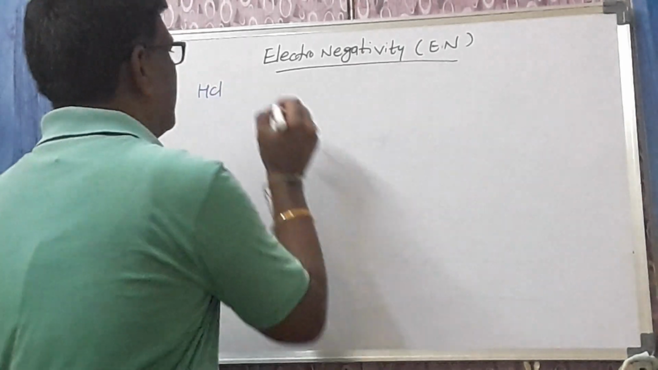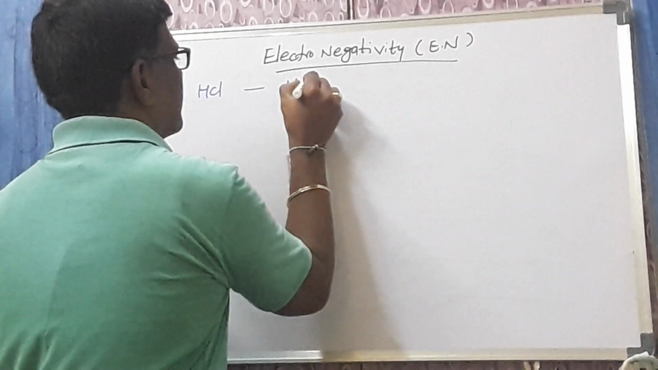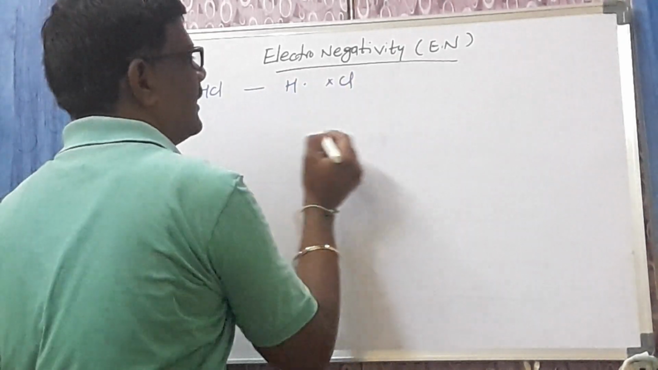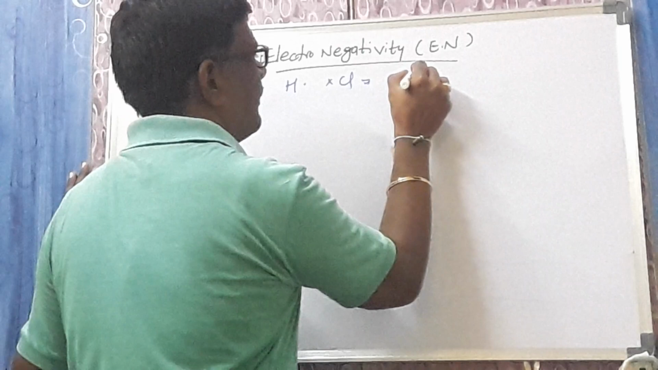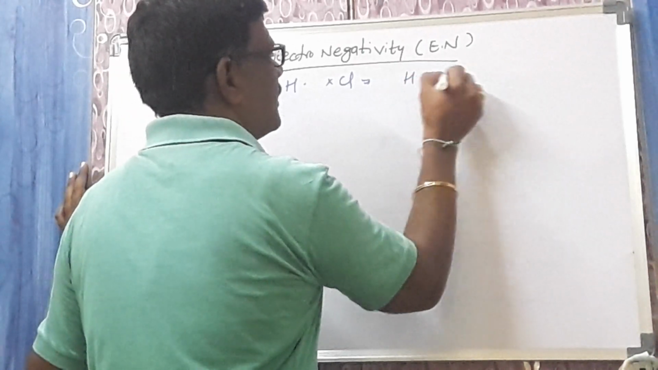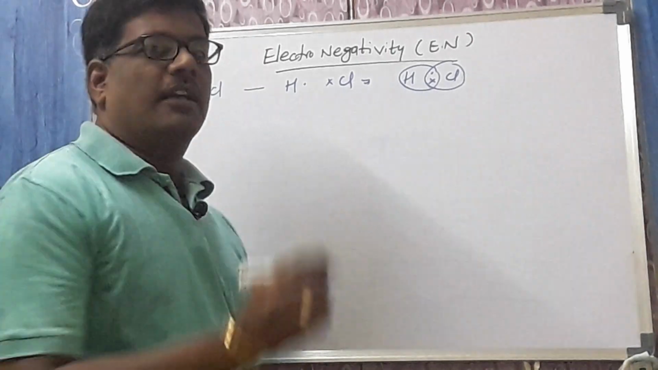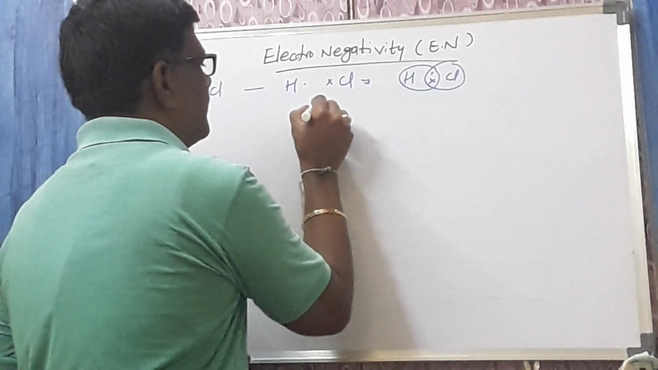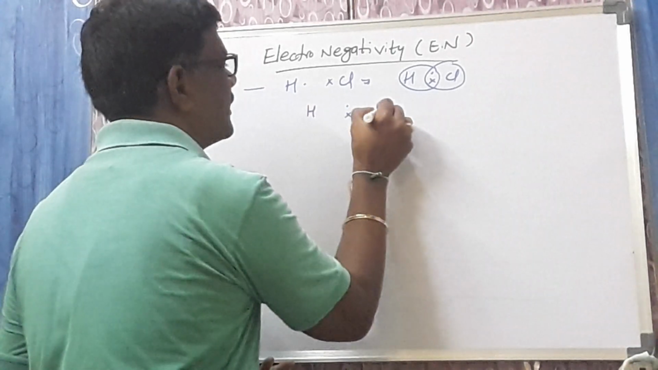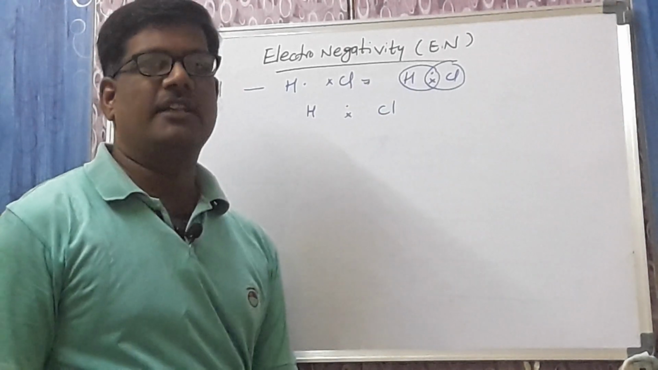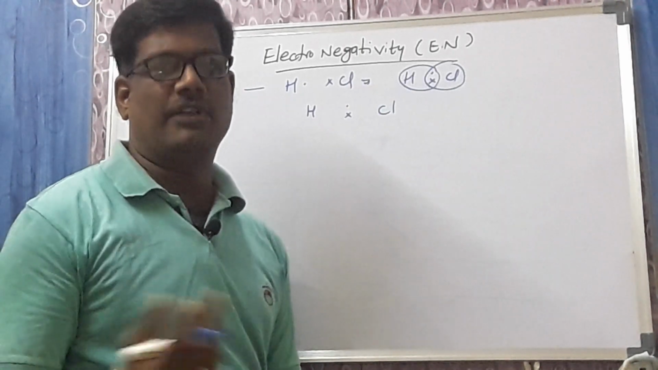In HCl, hydrogen contributes one electron, chlorine contributes one electron. Ultimately, the pair of electrons is shared equally by the two atoms. That's why the paired electrons must be present in between the hydrogen and the chlorine, because each is contributing one electron.